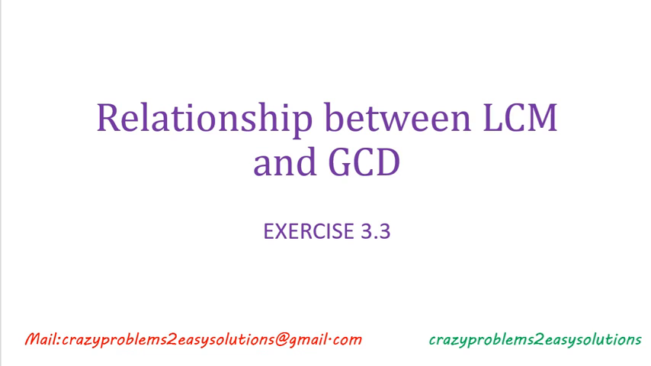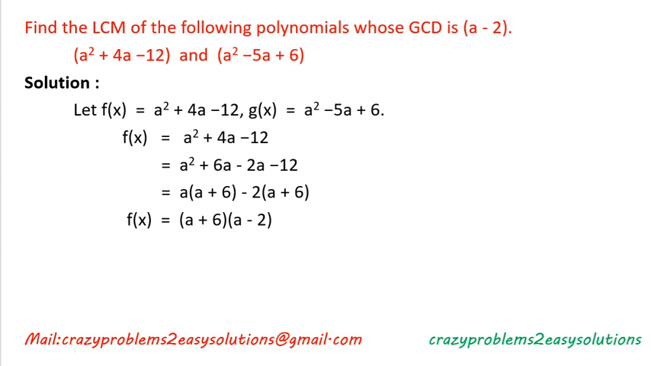Today's topic is the relationship between LCM and GCD problems. Find the LCM of the following polynomials whose GCD is a minus 2: a square plus 4a minus 12 and a square minus 5a plus 6. Now the polynomials f of x equal to a square plus 4a minus 12 and g of x equal to a square minus 5a plus 6.